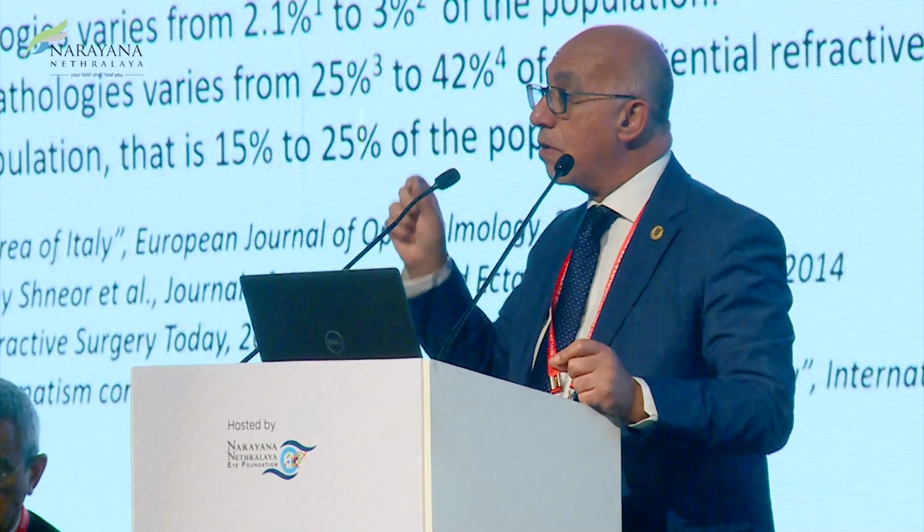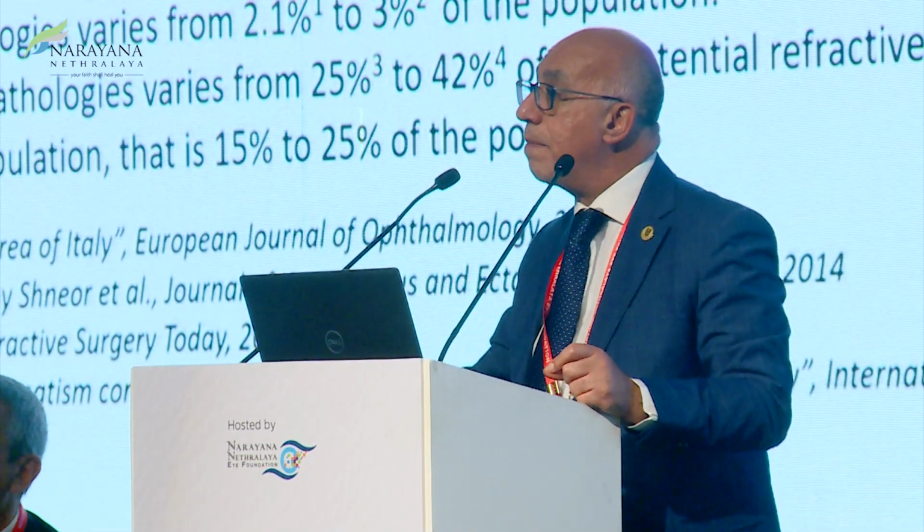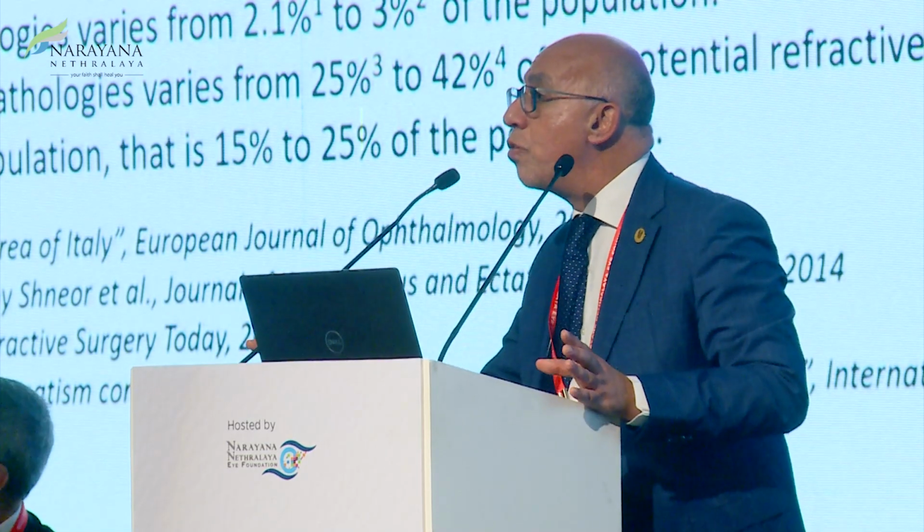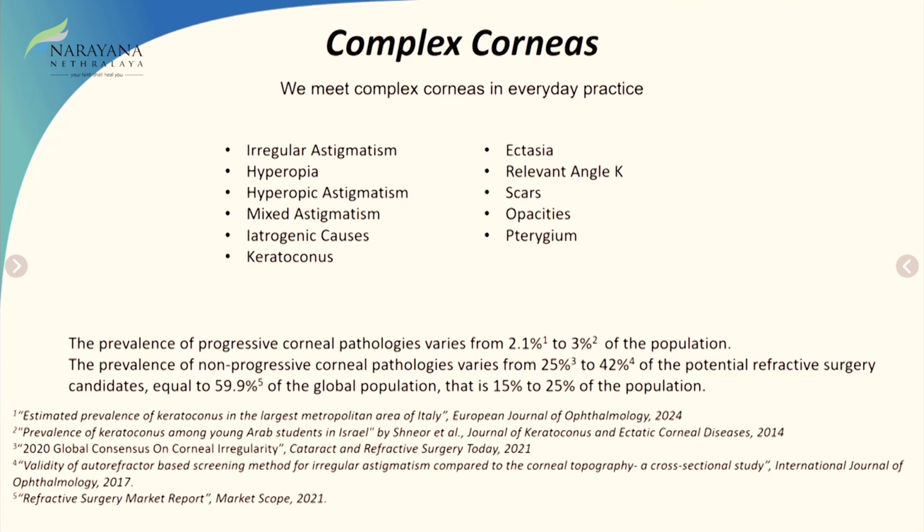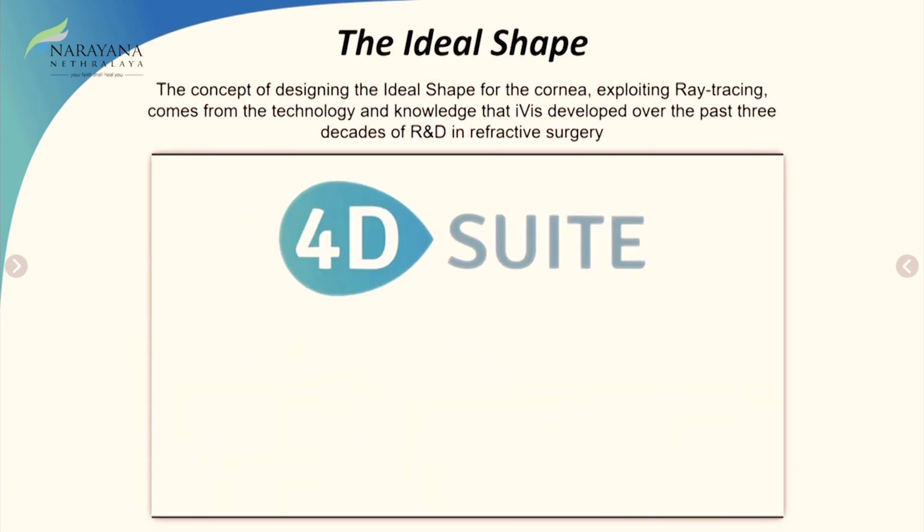So if we calculate these in numbers, it might be 2/3 of the practice of a high, excellent refractive surgery center, or for the average refractive surgeon, it could form like 1/4 of his practice. So we're talking about a common phenomenon, a complex cornea, not a rare phenomenon.